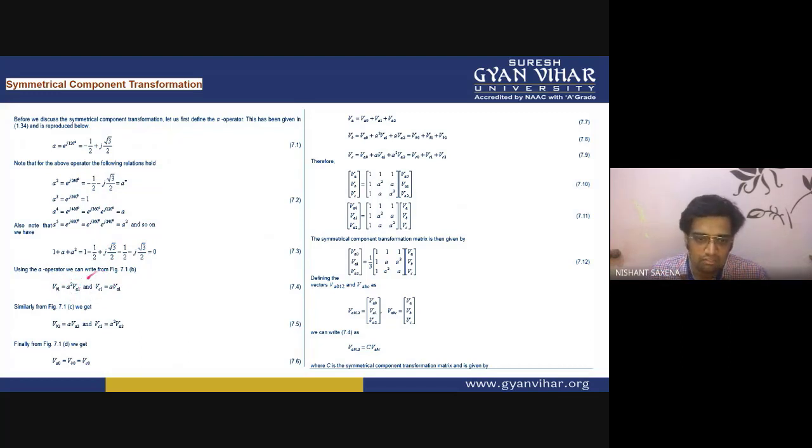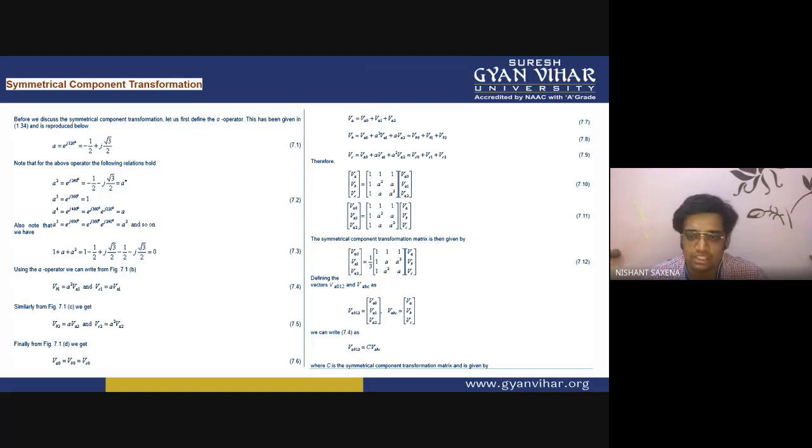That it will be 1 with an angle of minus 120 degrees. Alpha conjugate is nothing but 1, the magnitude will be 1 with an angle of minus 120 degrees. So VB1 will be equal to alpha square VA1, VC1 is equal to alpha VA1. Now similarly, we can write the equations for the other phases as well, for the other symmetrical components, for the B phase and for the C phase.